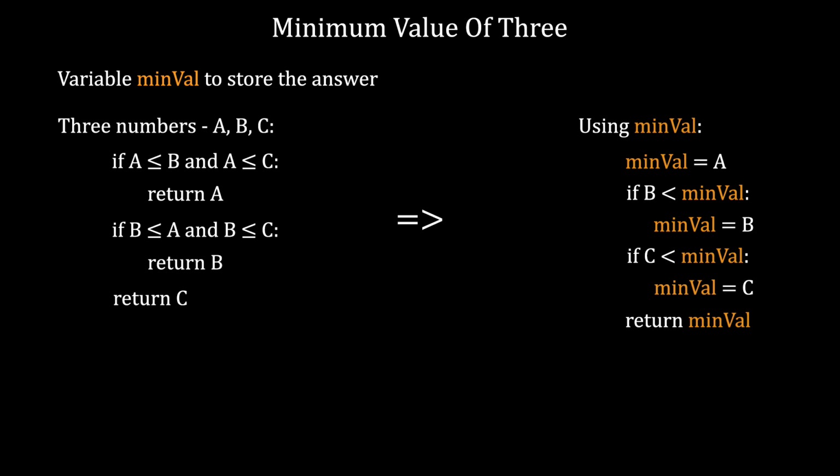Now again, both solutions are correct. Both solutions run in constant time and use constant extra space, so don't worry about that. But think about if you had the problem minimum value of 5 values. Then writing the if statements from the first solution would get pretty messy, right? If a is less than or equal to b, and a is less than or equal to c, and a is less than or equal to d, and a is less than or equal to e, and you got the idea, right?